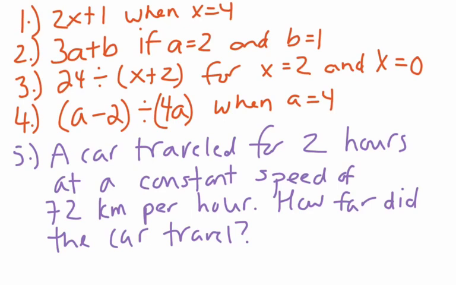And then question 5, a car traveled for 2 hours at a constant speed of 72 kilometers per hour. How far did the car travel? And that'll be just a formula. So take a moment, pause the video, try to do these out on your own, and then unpause it, and we'll talk about the answers to the problems.